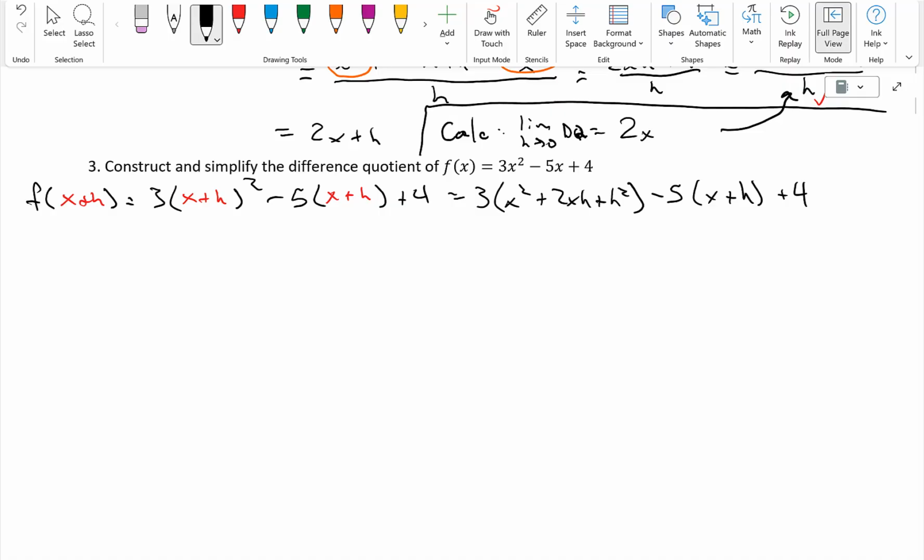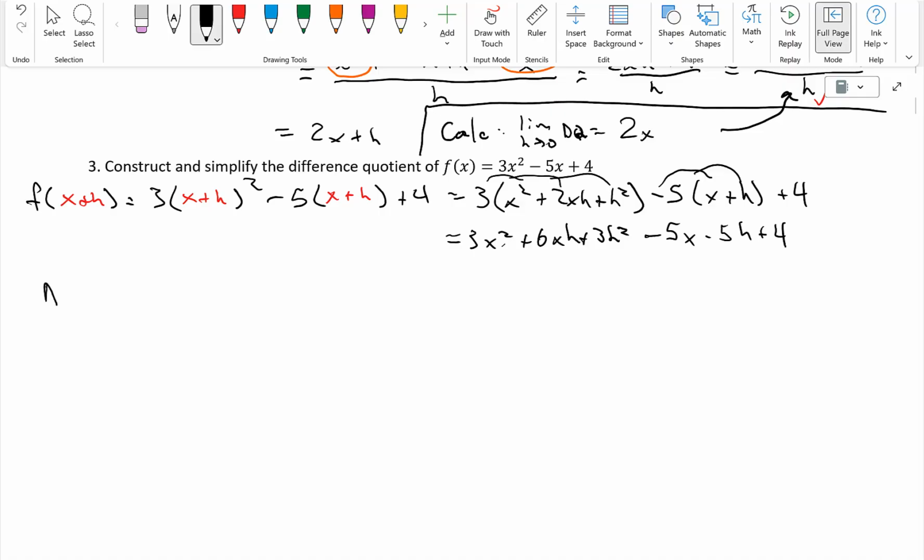And then we can do all our distribution. This would give us 3x squared plus 6xh plus 3h squared. And the minus 5 has got to go in as well. So minus 5x minus 5h plus 4. And so that whole thing is our f of x plus h.